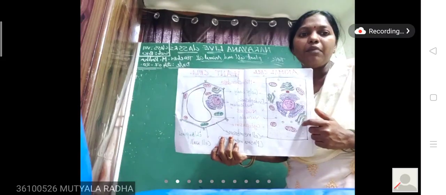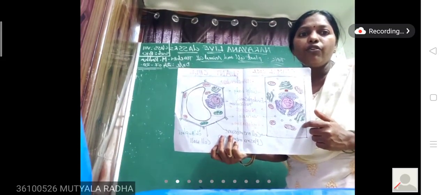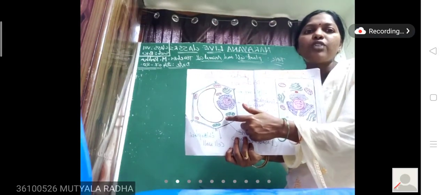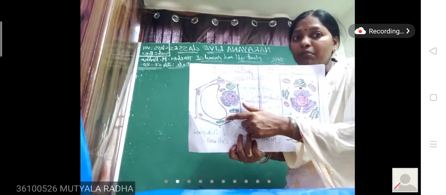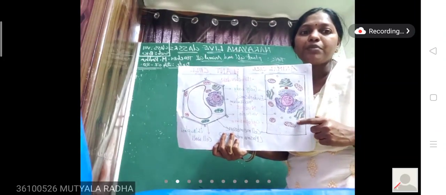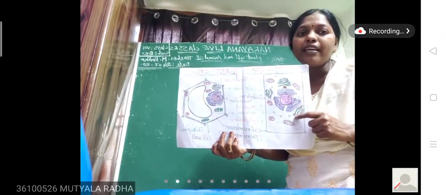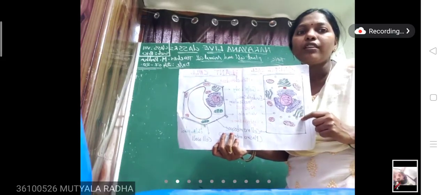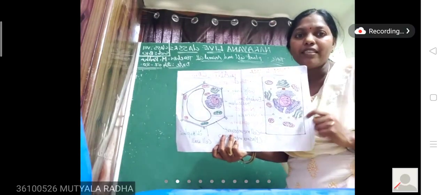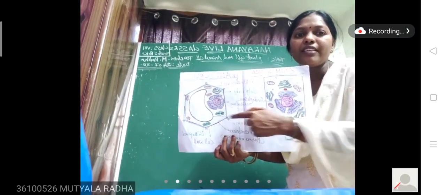Vacuoles are present in the animal cell in few numbers, but in the plant cell, one or two vacuoles are present with a bigger size. Mostly one vacuole is present in the cell with a bigger size. So vacuoles are larger in the plant cell. In the animal cell, maybe vacuoles are absent. If they are present, they are smaller in size, and more than one vacuole may be present in the animal cell. So that is one more difference between them.